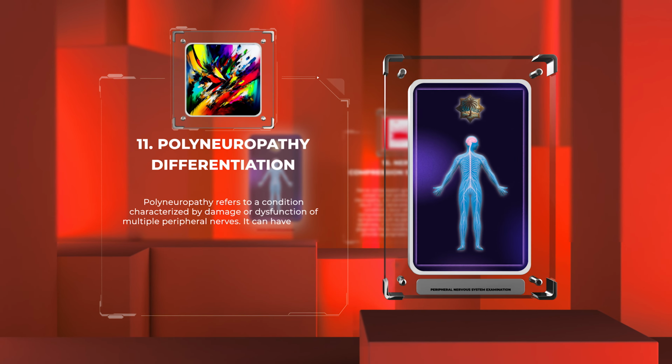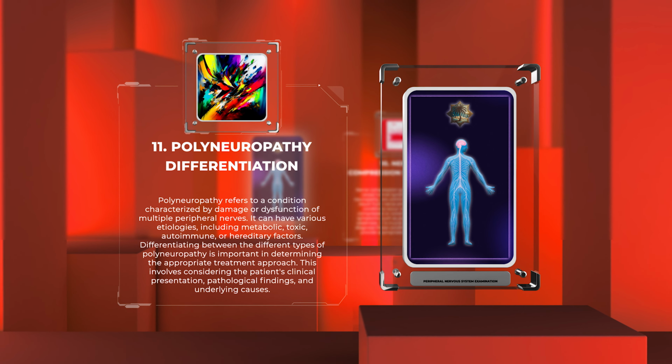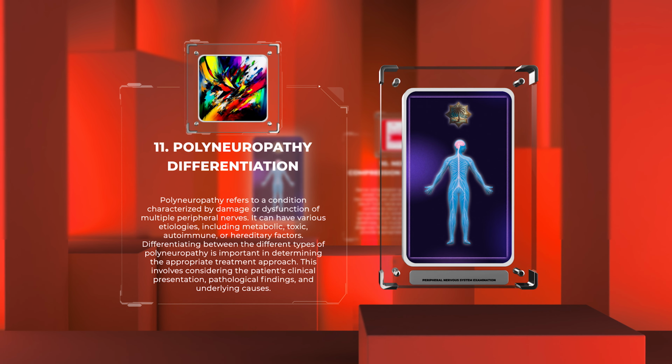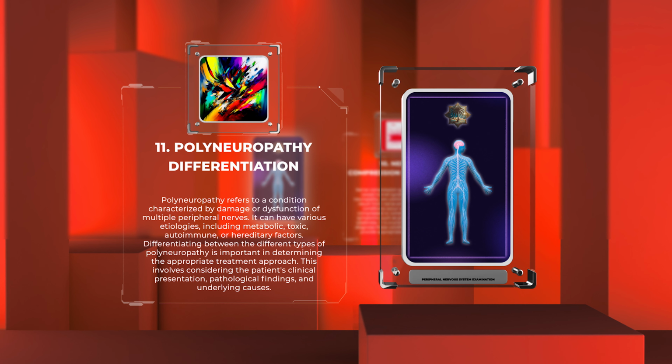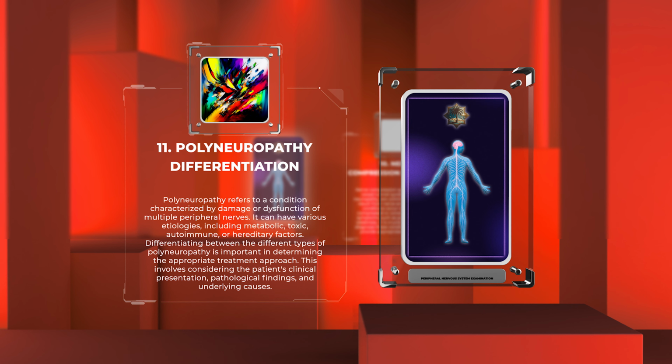Polyneuropathy refers to a condition characterized by damage or dysfunction of multiple peripheral nerves. It can have various etiologies, including metabolic, toxic, autoimmune, or hereditary factors. Differentiating between the different types of polyneuropathy is important in determining the appropriate treatment approach. This involves considering the patient's clinical presentation, pathological findings, and underlying causes.